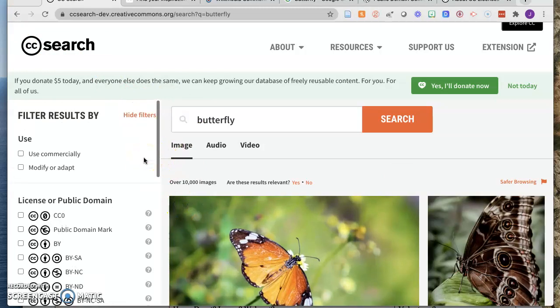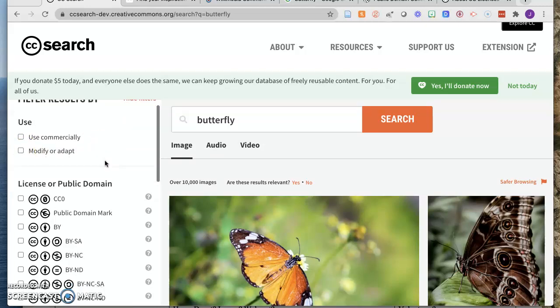So we can see on the side here, there are filters that we can add to it. These were the ones that were on that front page. I don't plan to make any money from it. I don't think I'm going to adapt or modify it at all. I really just want an illustrated image to put into my work.